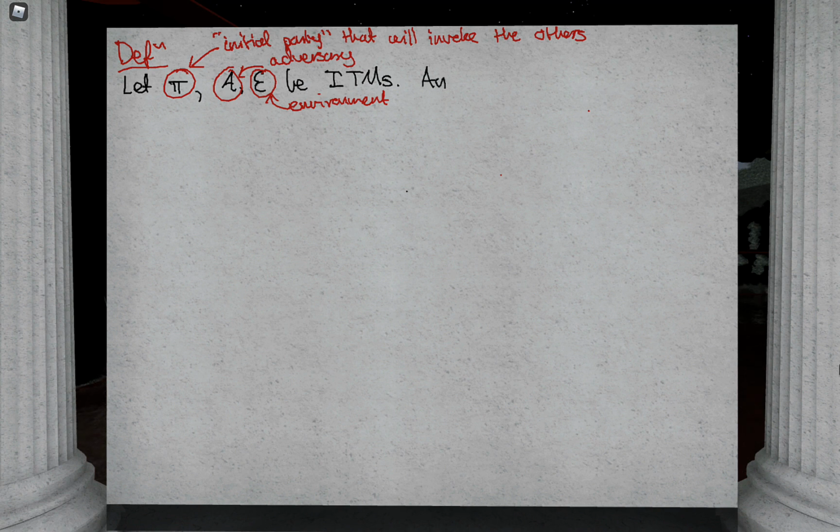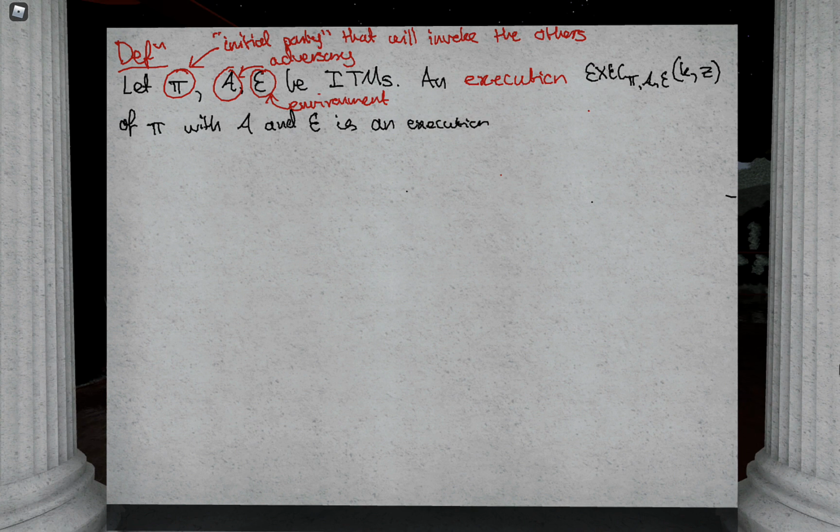So an execution, and we will write this as exec pi, A, E, parameterized by k and z, of the protocol with the adversary A and the environment E. What it is, we take an execution of the ITM and the environment, just like in the simpler case that we discussed at a higher level, the environment orchestrates everything. It is the first thing that gets control, it is the first thing that gets external input.